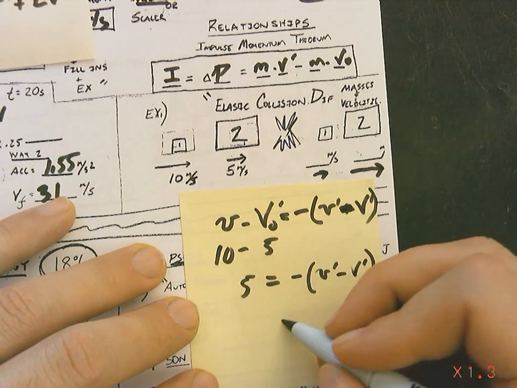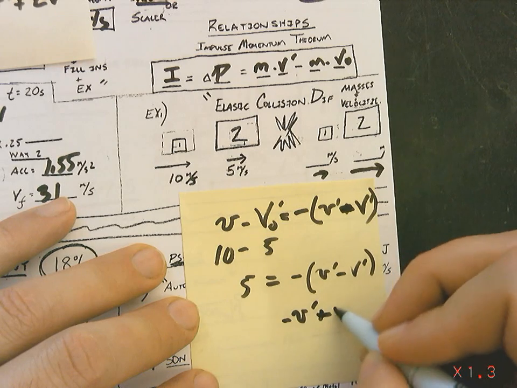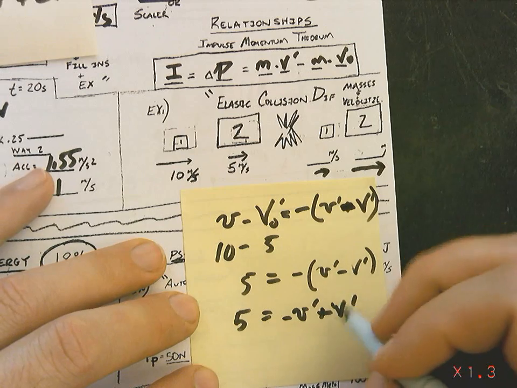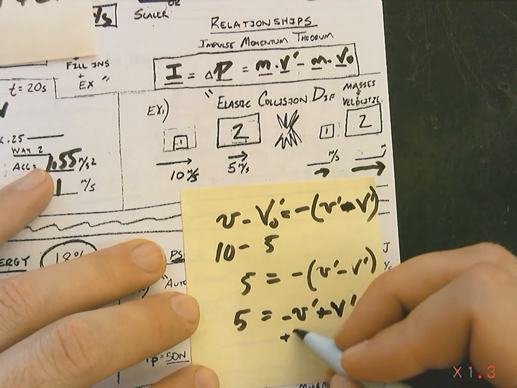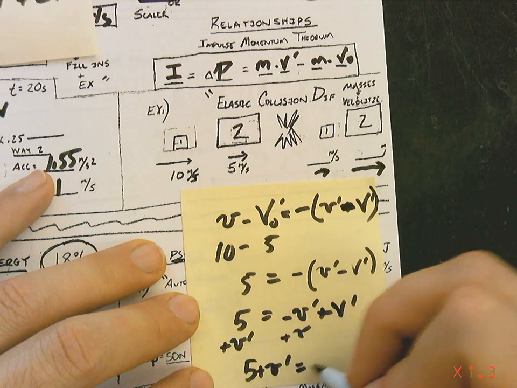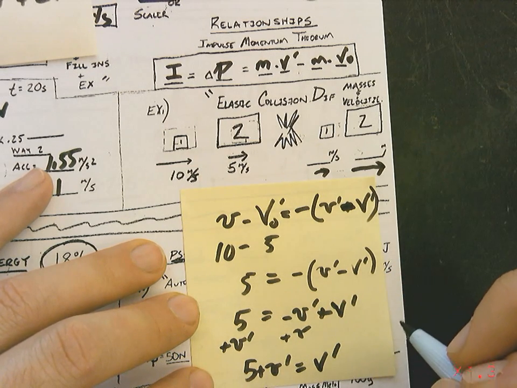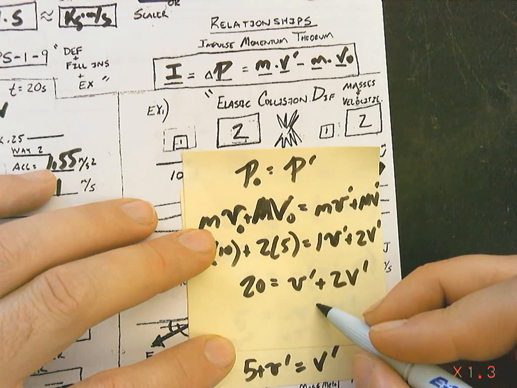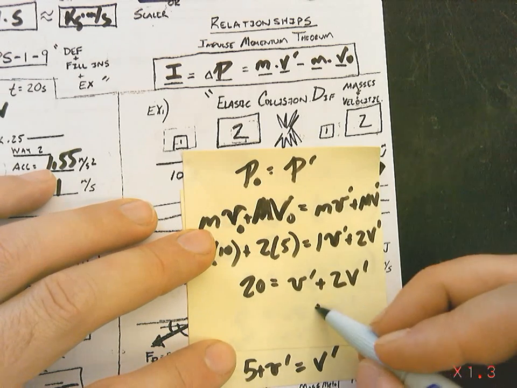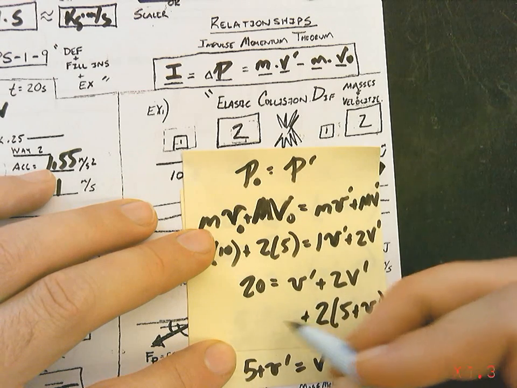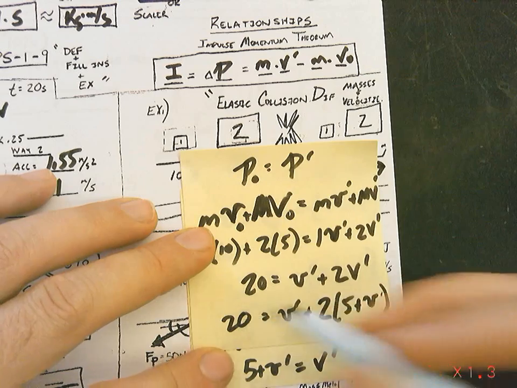Now what we do is distribute that negative, so negative little v prime plus big V prime equals 5. So we want to get one of these things by themselves. The easy thing to do would be add little v prime to both sides. So 5 plus little v prime is equal to big V prime. So now I go back to my original expression from a minute ago, and I sub that in for big V. So rather than big V, I'll say 2 times 5 plus little v. That equals 20.